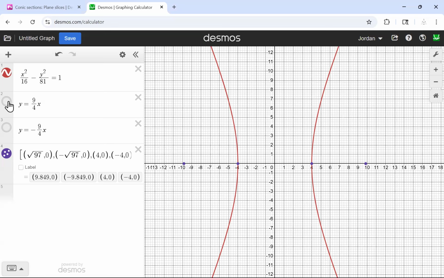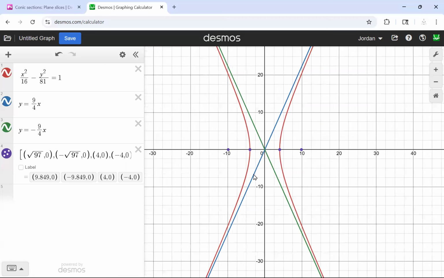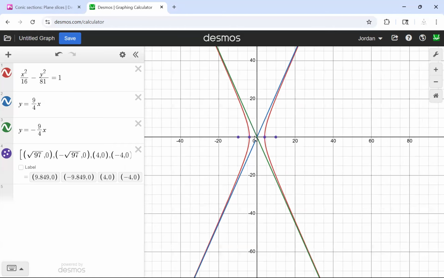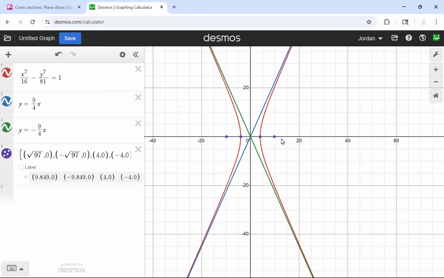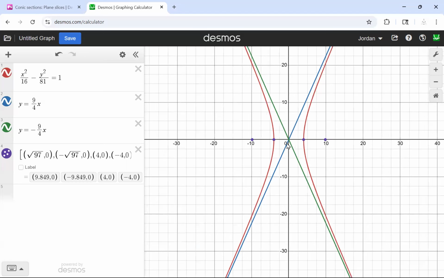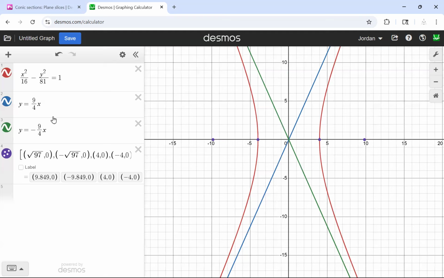Also, if you want to look at the asymptotes, the one with positive slope has slope of 9/4 going through the origin, so y equals 9/4 times x. The one with negative slope is y equals -9/4 times x. And you can see as you get further and further out, these two parts of the hyperbola look like they're approaching those two lines. That's what this hyperbola looks like.